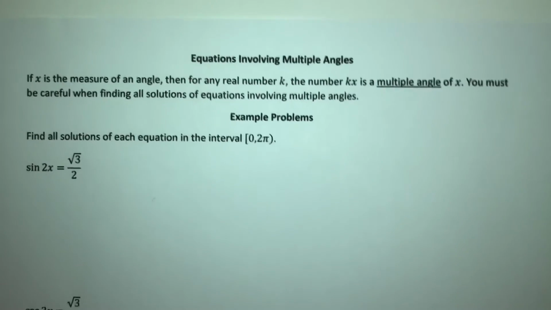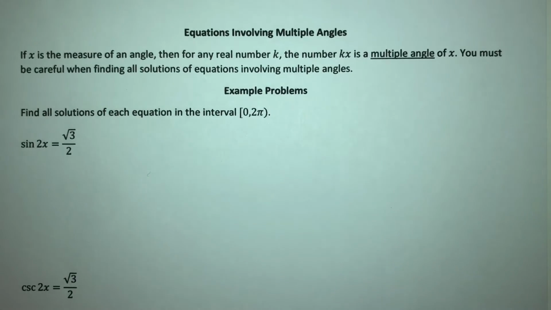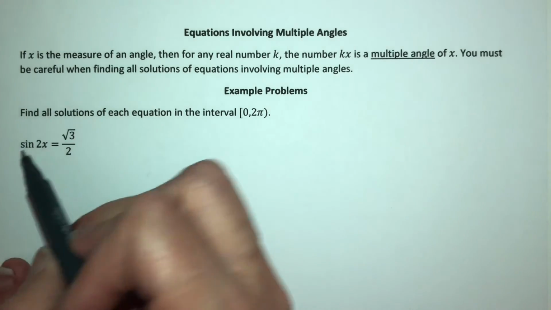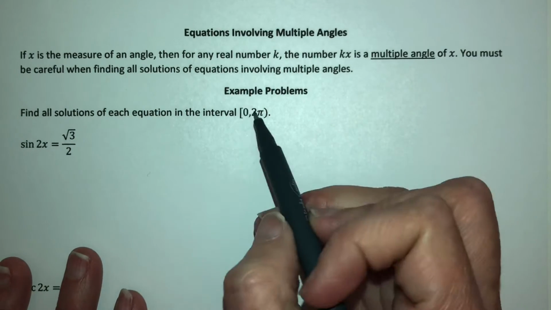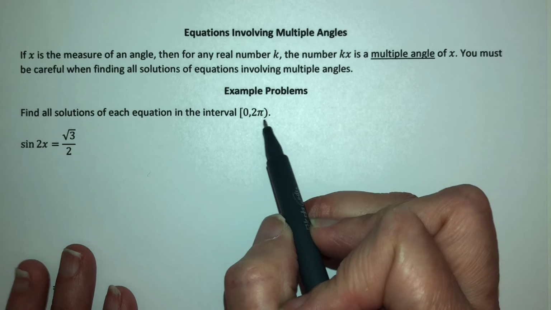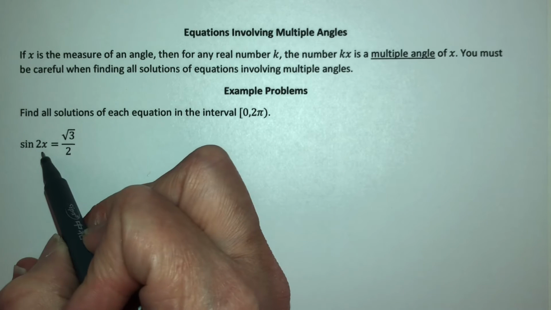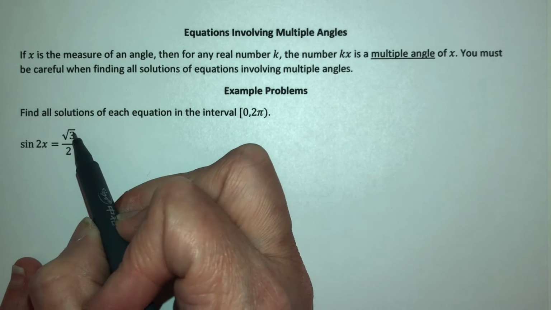Okay, so let's talk about finding equations that involve multiple angles. So if x is the measure of an angle, then for any real number k, kx is a multiple angle. And we have to be really careful when we're finding all of our solutions involving multiple angles, because there's part of it that really gets messed up, okay? So let's find all the solutions between 0 and 2 pi, if we have sine of 2x is equal to square root 3 over 2.